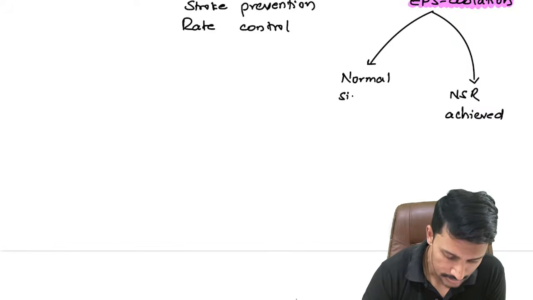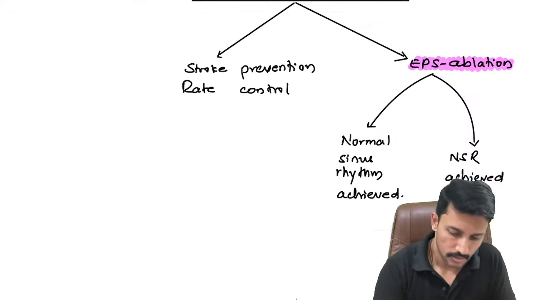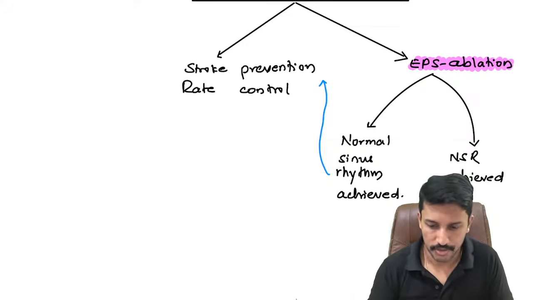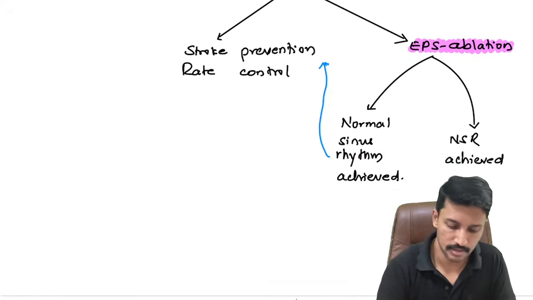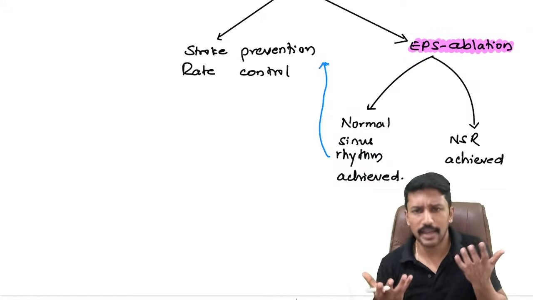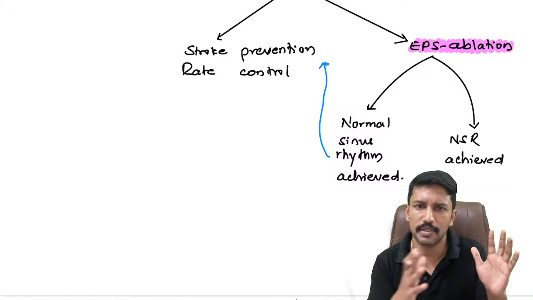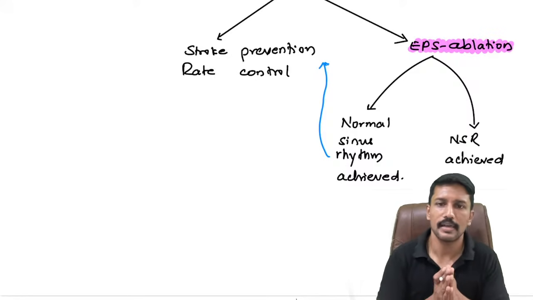Normal sinus rhythm not achieved. In that case, we will follow the same strategy that I was following here. I will come to that, Karan. We will follow the same strategy. That is, I can't do anything now, right? Whatever best treatment I have tried, nothing worked. So then I will try to minimize the damage by preventing the stroke and controlling the rate.